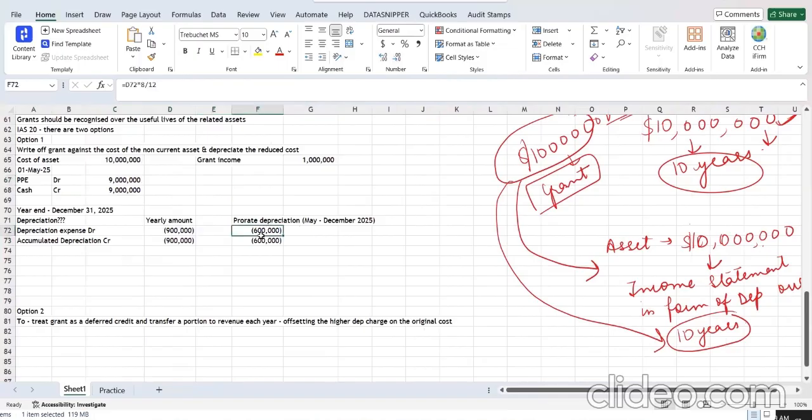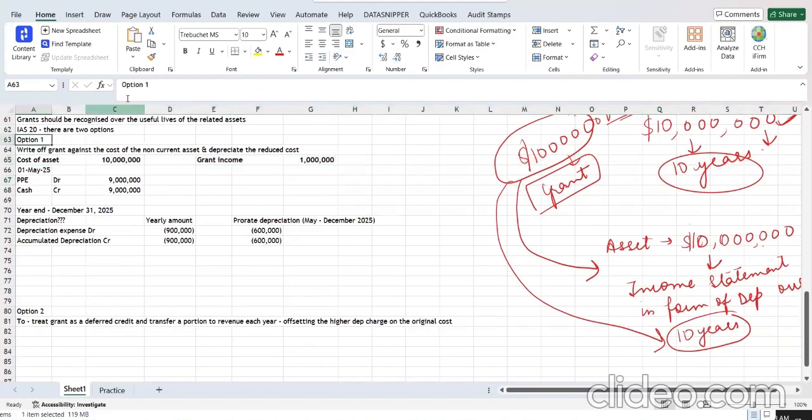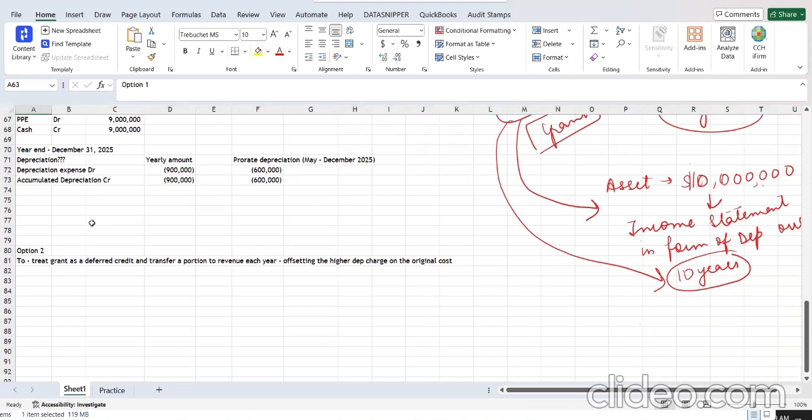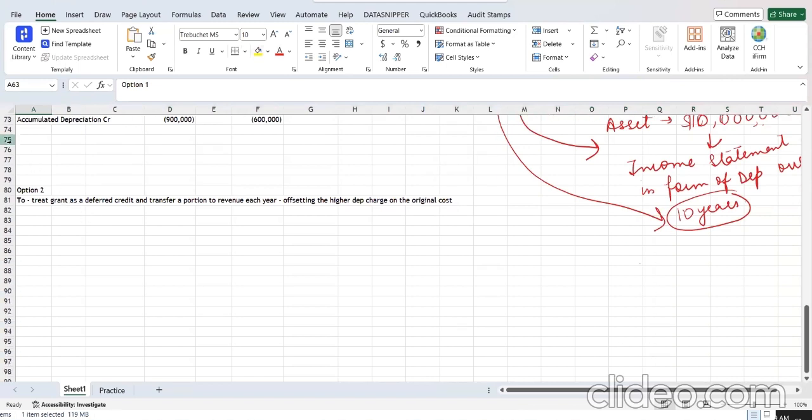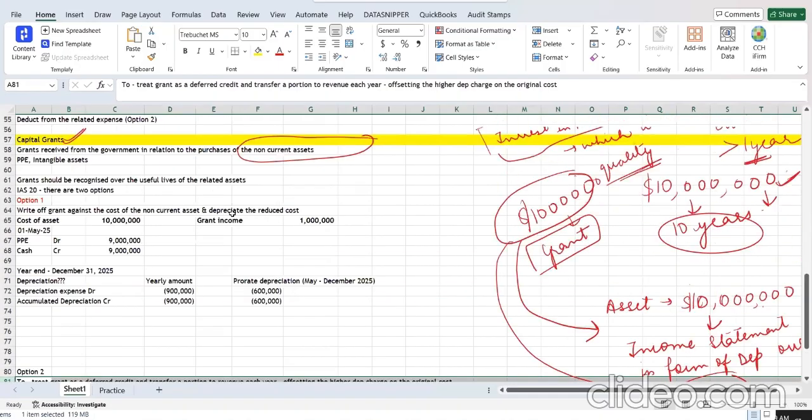So this is the depreciation that I will be charging on my cost of the asset. So this is option one. And now option two. Option two says that you treat the grant as a deferred credit and transfer the portion to revenue each year, offsetting the higher depreciation charge.